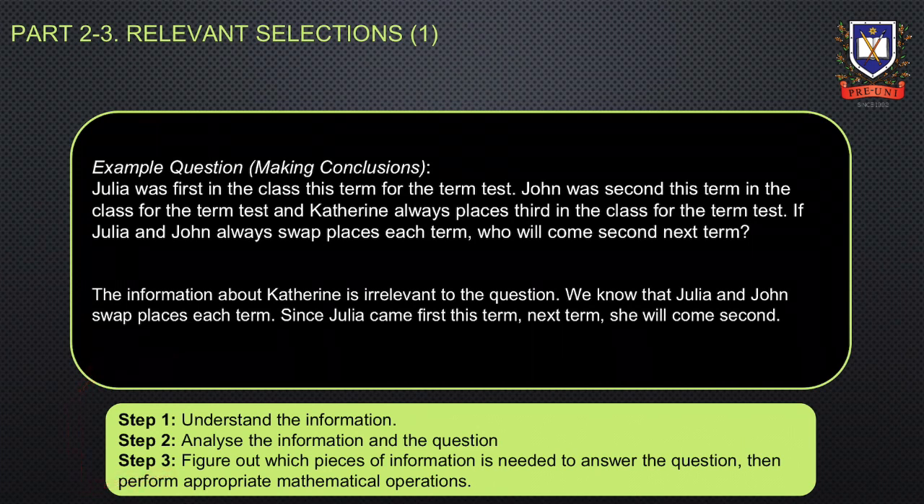make sure you understand the information, then analyze the information and the question. Lastly, figure out which pieces of information are needed to answer the question, then perform appropriate mathematical operations. The solutions of the question are as follows. Catherine's piece of information is irrelevant to the question, so it can be ignored. We know that Julia and John swap places each term, so that means since Julia came first this term, next term she will come second.